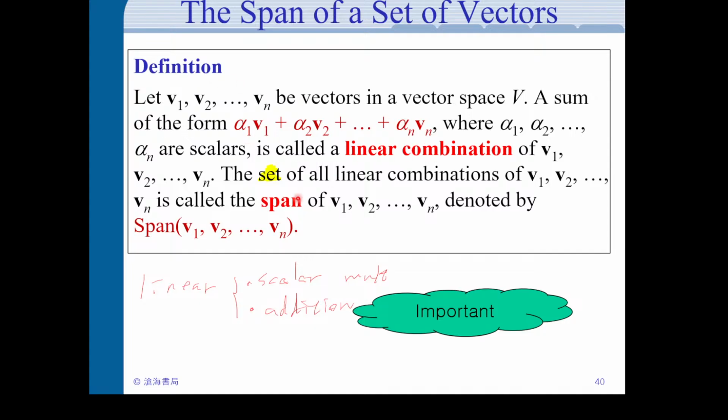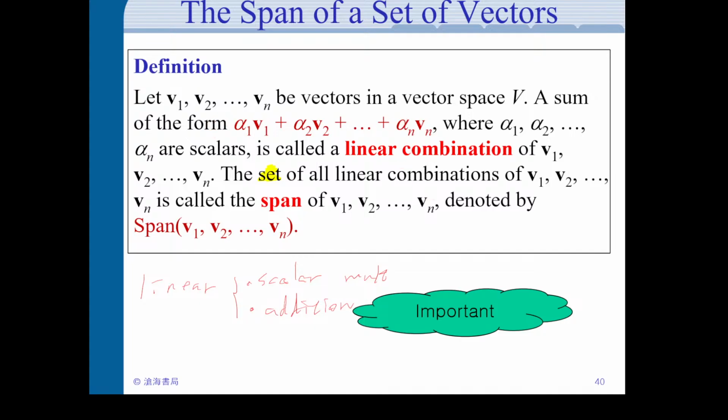So scalar multiplication and addition on your vectors, then it becomes a vector, because the vector space is closed. You do this thing, you still get a vector inside your vector space. And so this is a linear combination of vectors, and the set of all possible linear combinations, so the set of those things with all possible alpha and beta.